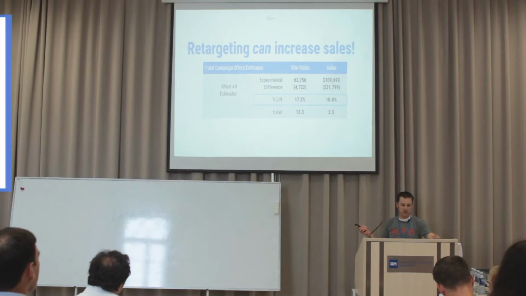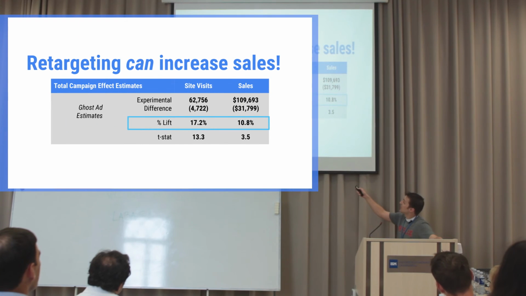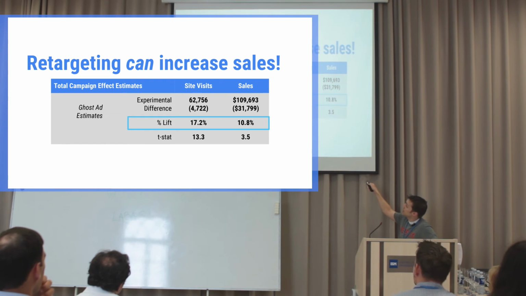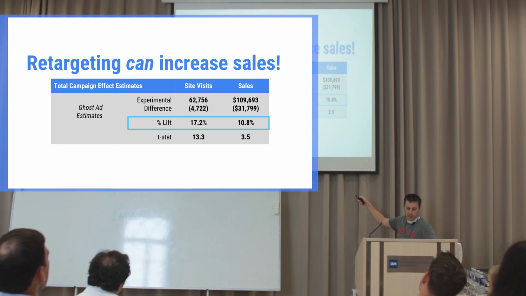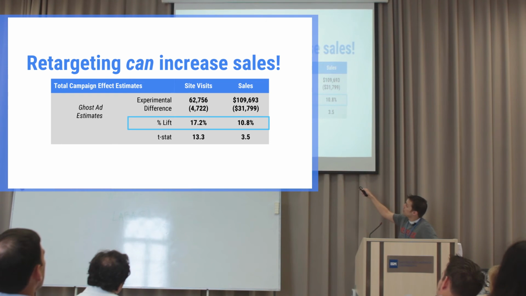So, all right. The bottom line is that retargeting can, in fact, increase sales. In this case, what we see is a 70% increase in the number of site visits, and then an 11% or so increase in sales using the ghost ads estimates. And a really cool thing is we actually have t-statistics that you can believe in, which is not very common in the ad effectiveness literature when you have a single study and you're trying to measure something for a single advertiser.